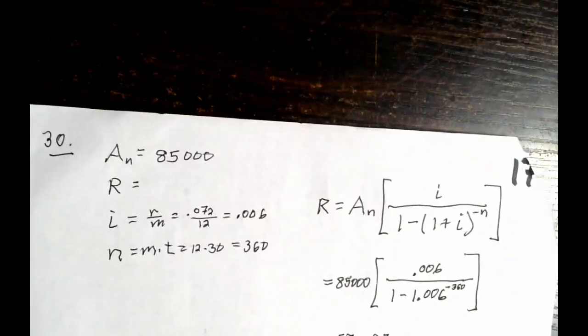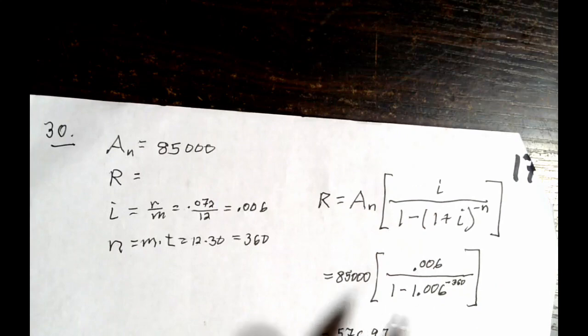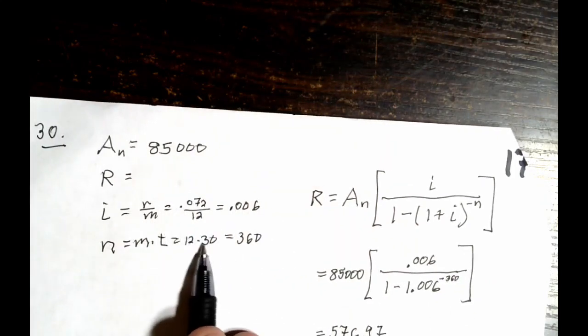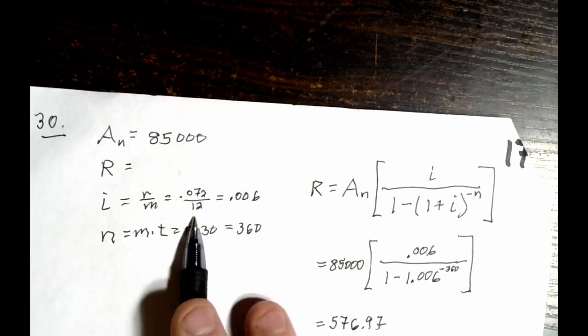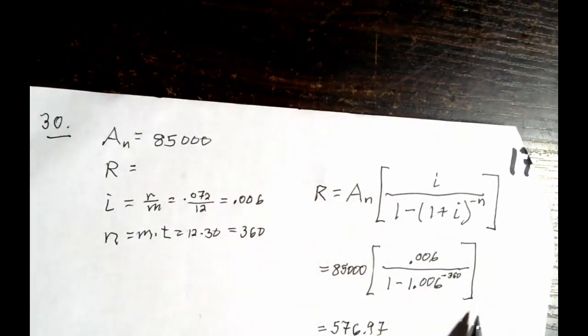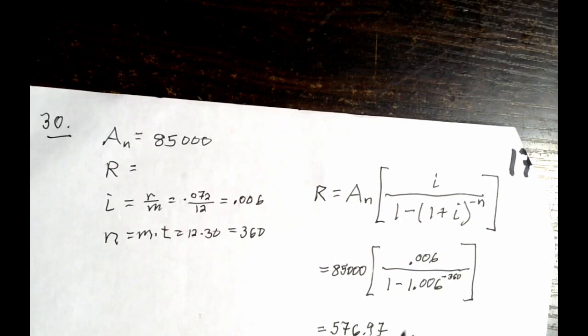And 30, a young couple buys their first home. They borrow $85,000 for 30 years, monthly at 7.2%. Okay. After 3 years, they're able to make a one-time payment of $2,000 along with their 36th payment. Find the unpaid balance immediately after they pay the extra $2,000 and their 36th payment.